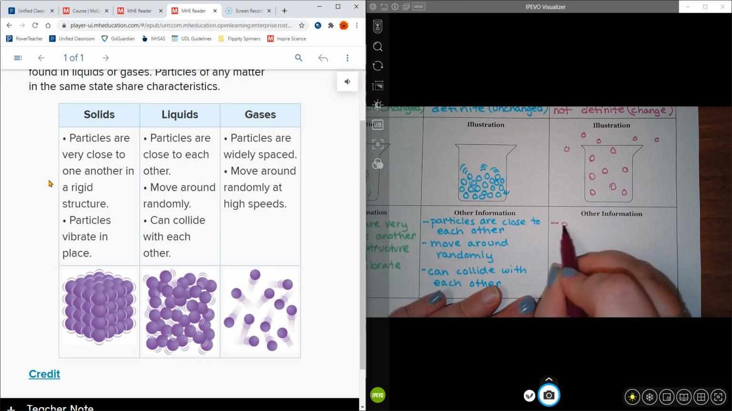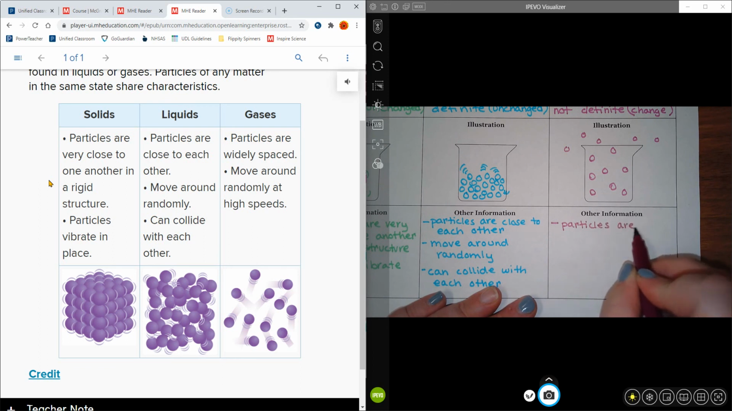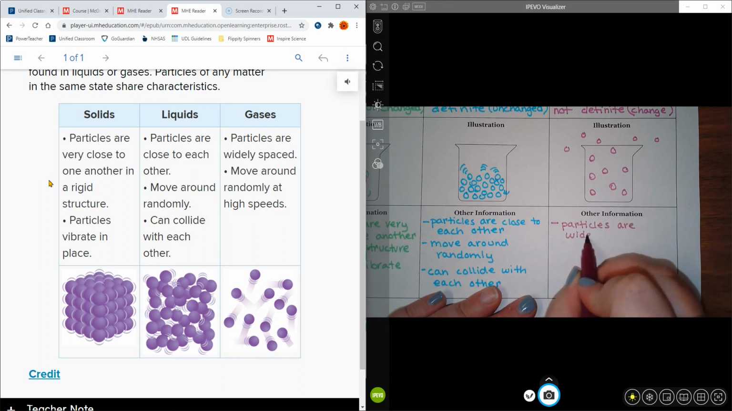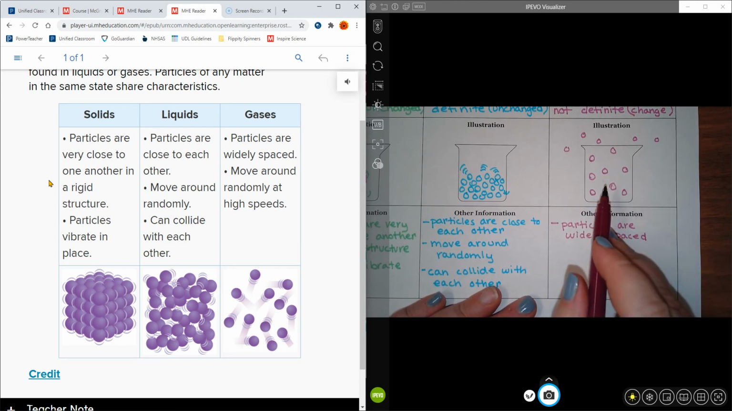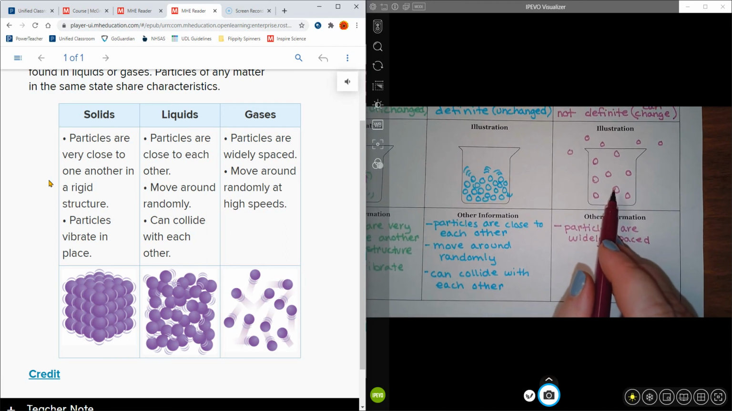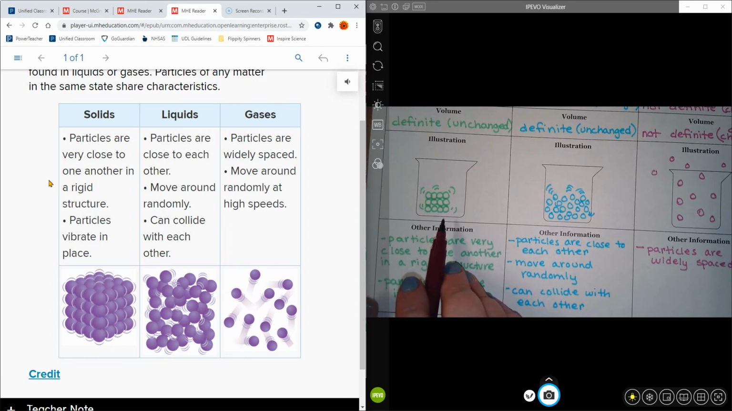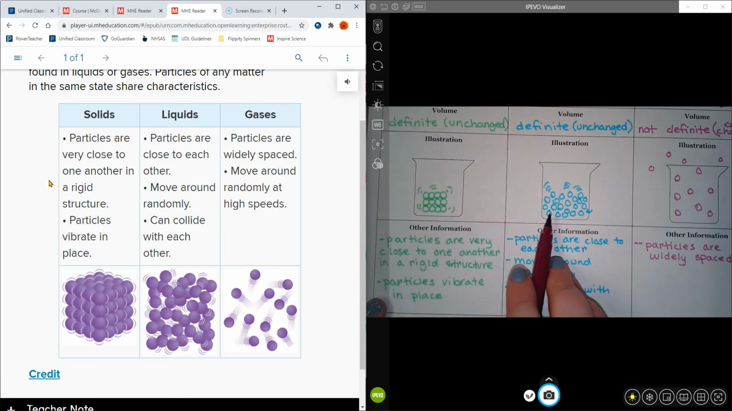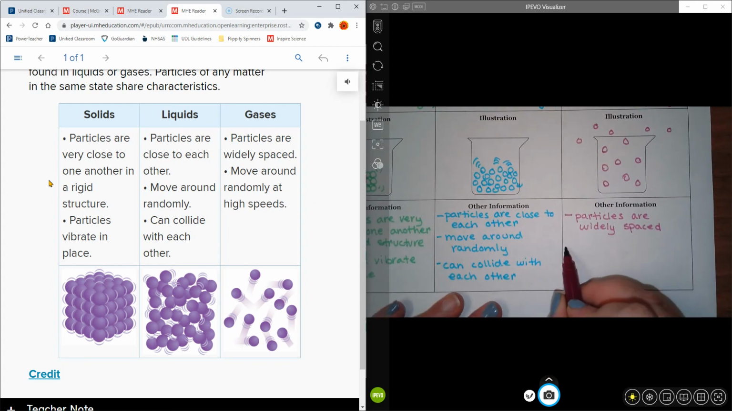So we have particles are widely spaced. And you can see that compared to the liquid, the gas molecules are very far apart, and especially in comparison to the particles in the solid. So each phase of matter, or each state of matter, the particles have gotten further away. And then last, the particles in a gas move around randomly at high speeds.